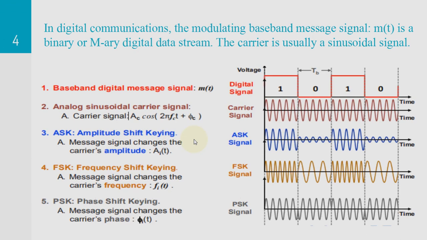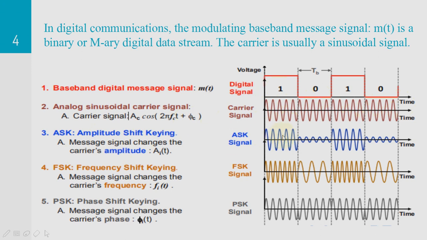So in digital communication, the modulating baseband signal m(t) is a binary or M-ary digital data stream. The carrier is usually a sinusoidal signal. So the first signal is the baseband digital message signal, which is in the form of 1s and 0s. The analog sinusoidal carrier signal is A_c cos(2 pi f_c t plus phi_c). So this is the carrier signal.